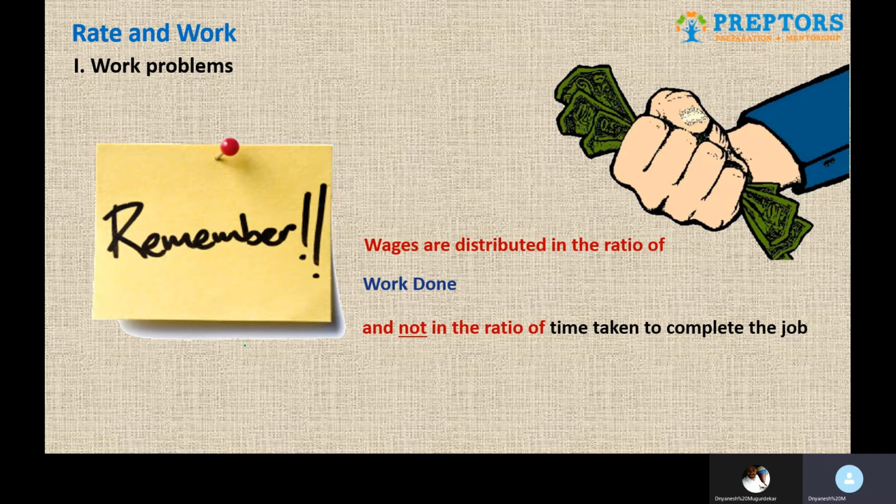And this note will help us to simplify some word problems in which they talk about the payments and the distribution of the payments and how much share one of the workers should have and all. So whenever the distribution comes up later on while solving the questions, we are supposed to figure out कि उनका वर्क डन का रेशियो क्या है, and in that ratio we will be dividing the amounts.